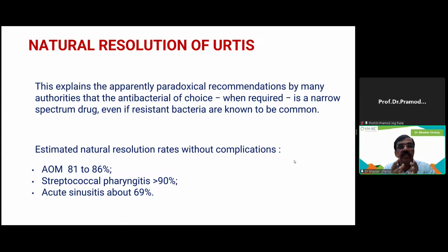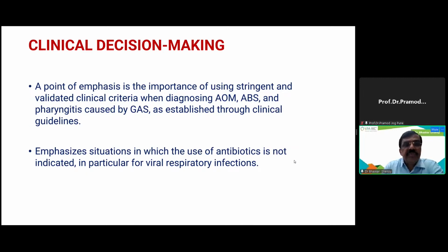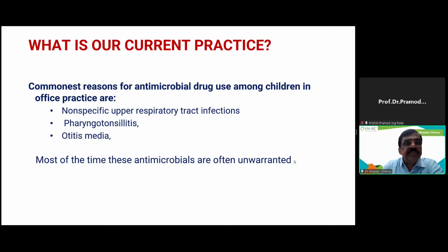And as I told, the natural resolution rates, you will be surprised to see this. AOM, the natural resolution rate is more than 80%. In streptococcal pharyngitis, more than 90%. And acute sinusitis, it is around 60 to 70%. So the clinical decision making, whether to prescribe an antibiotic or not, is always a dilemma, and we need to look at the differential points. Today we are going to emphasize how to differentiate between these two and how to rationalize our treatment.